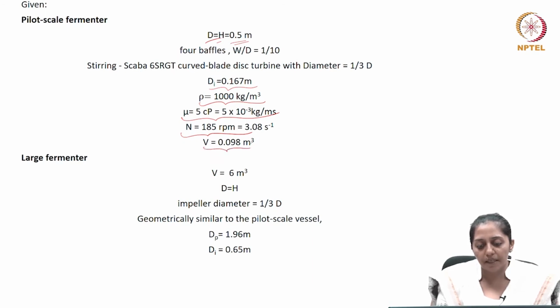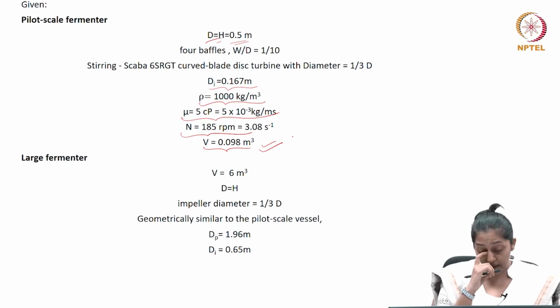So, volume can be calculated for the tank assuming cylindrical. The working volume is the volume of the tank, pi r square h. So, it comes out to be 0.098 meter cube using the diameter of the tank and the height.